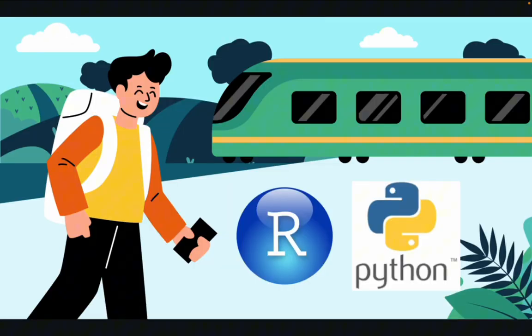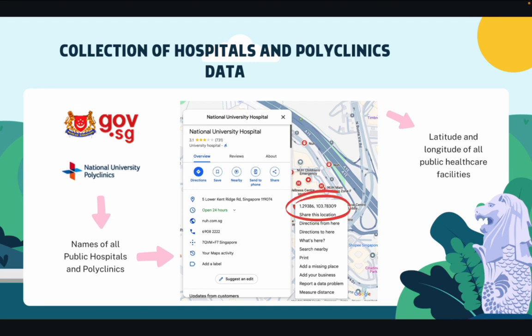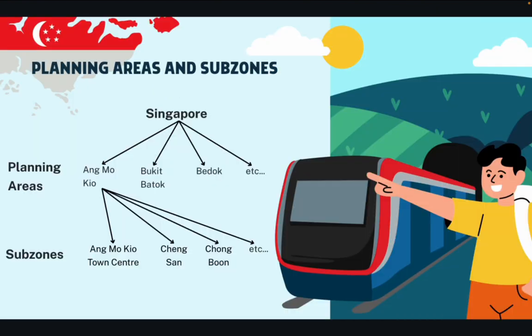We used R and Python for the project. R handled all ETL tasks, which are extracting, transforming, and loading data. Python was used to query the OneMap API. For our destination points, we manually collected all latitude and longitude for all public hospitals and polyclinics in Singapore from Google Maps. We divided Singapore into 53 planning areas and 323 subzones. For example, Ang Mo Kio includes subzones like Ang Mo Kio Town Centre, Cheng San, Chong Boon, and so on.